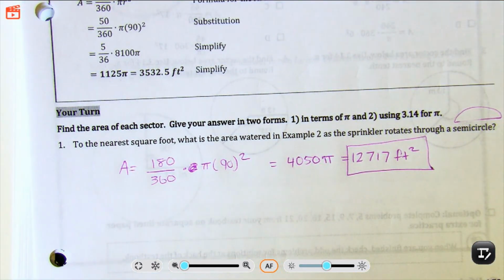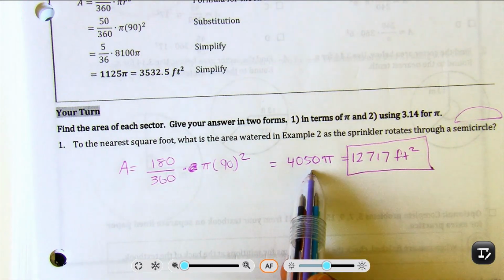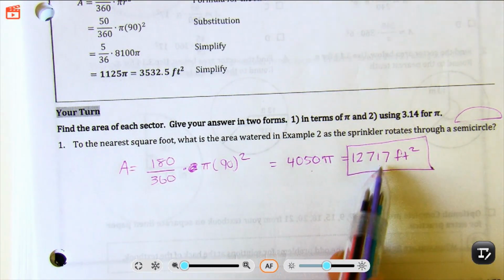So again, this part of the lesson is just applying what you learned already about sector area using the same formula that we've been using. Writing our answer in two forms, in terms of pi and with pi.